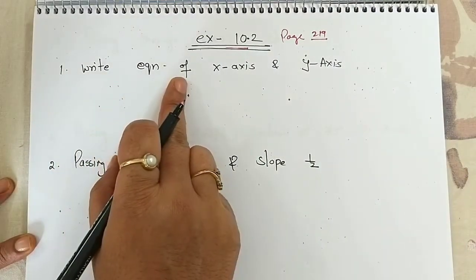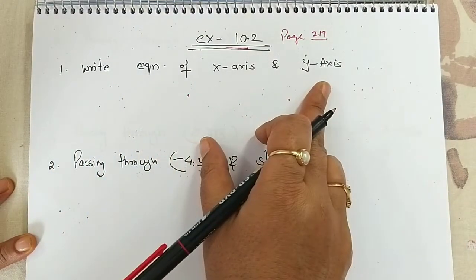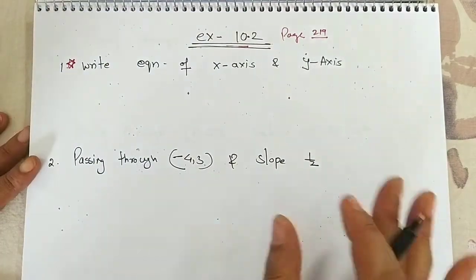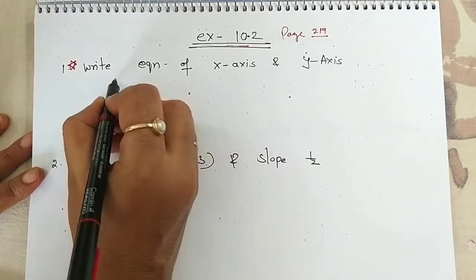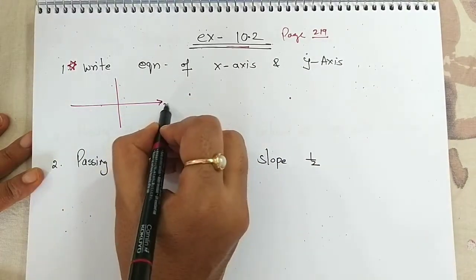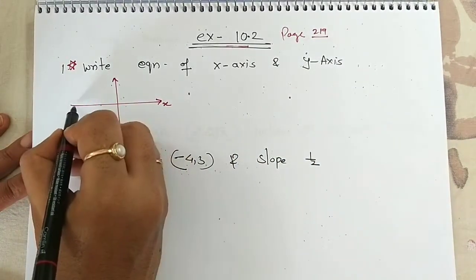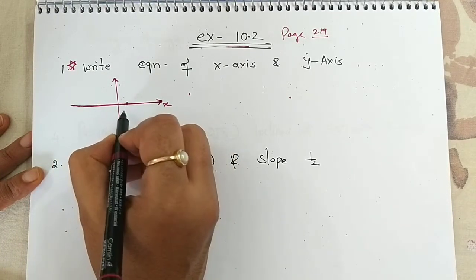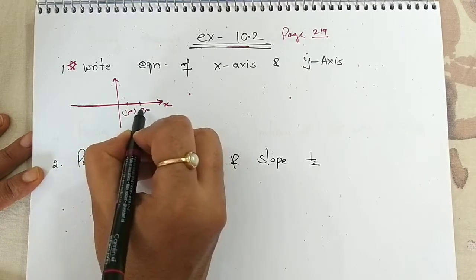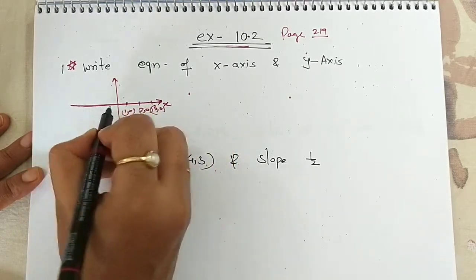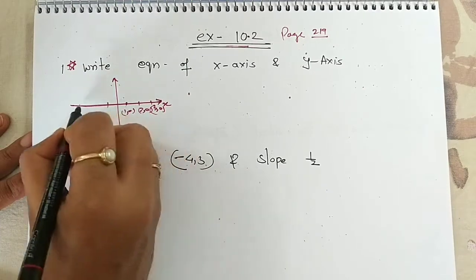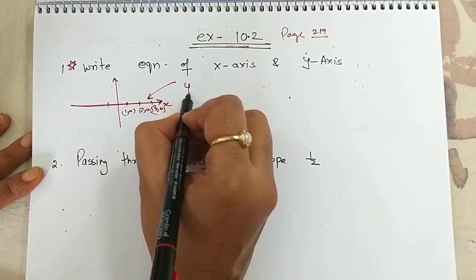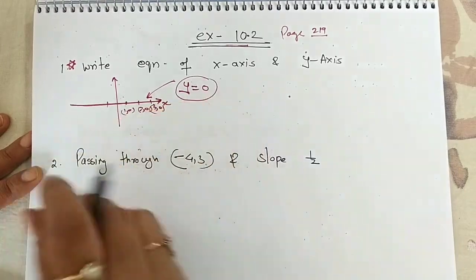So they're saying write the equation of x-axis and y-axis. This is a very important question, not from the exam point of view, but from your knowledge point of view. Suppose this is your x-axis and this is y-axis. Any point on x-axis will have y coordinate 0. Suppose this point is (1, 0), this (2, 0), this (3, 0), and here also (-1, 0). So the y coordinate is always 0 on the axis. That's why the equation of x-axis is always given as y = 0.